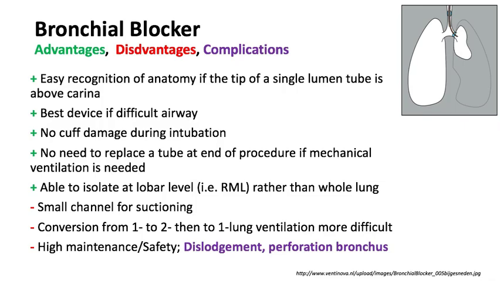Let's move on now to bronchial blocker, a method of isolating a lung. There are some advantages represented in green, disadvantages in red, and the complications in purple represent an ITE keyword from 2019. Up at the top right is a bronchial blocker coming down an endotracheal tube, and in this case, blocking off the left mainstem bronchus. Some advantages of using a bronchial blocker: it's easy to recognize anatomy.